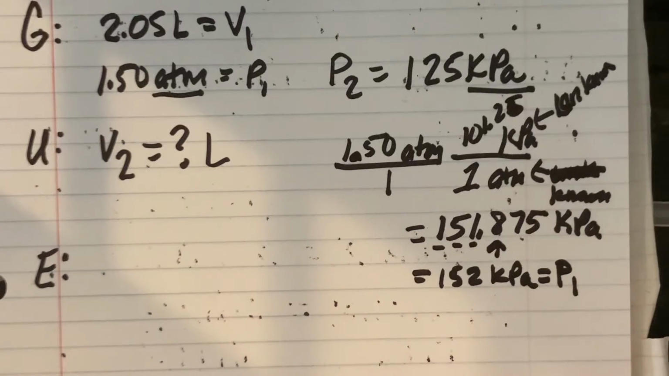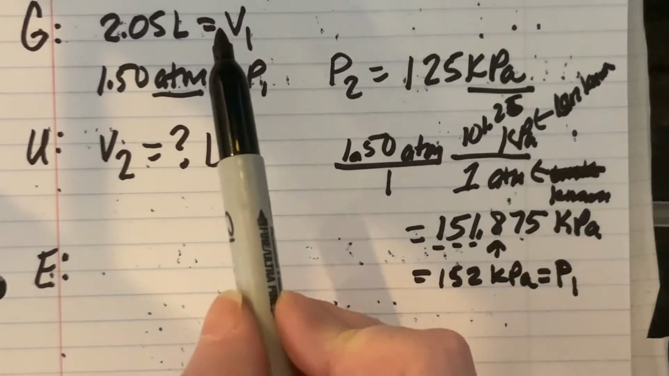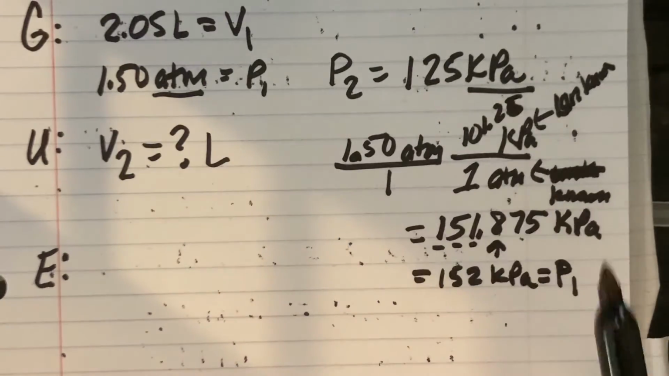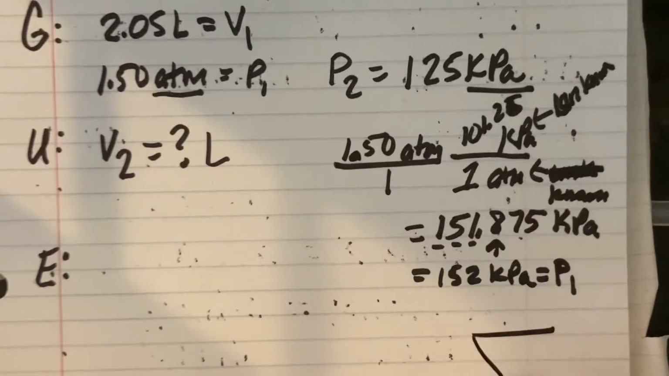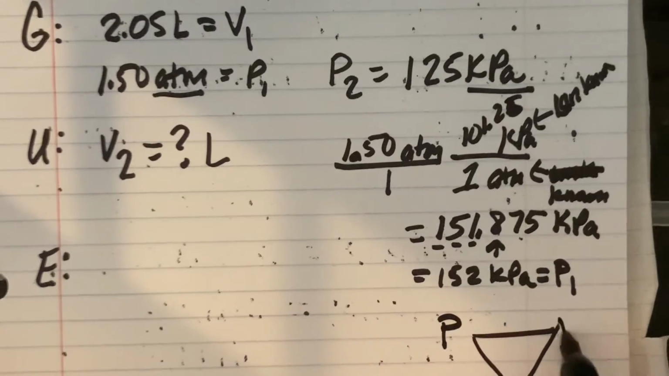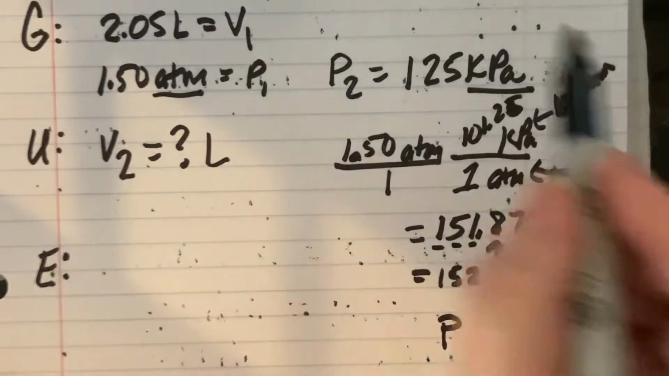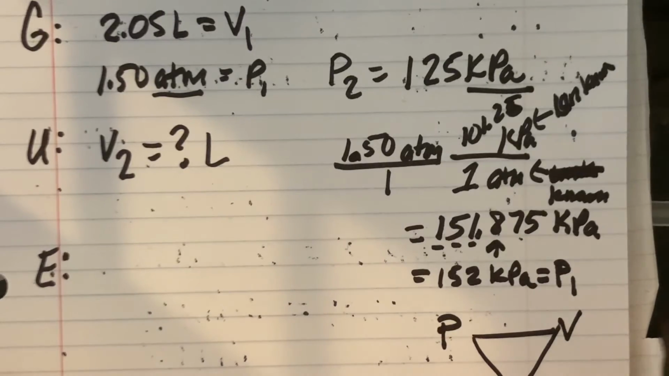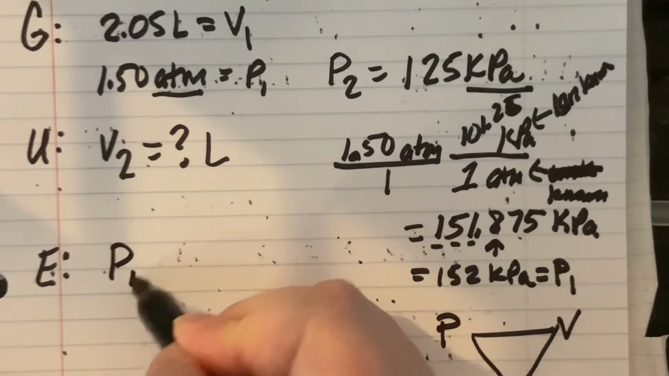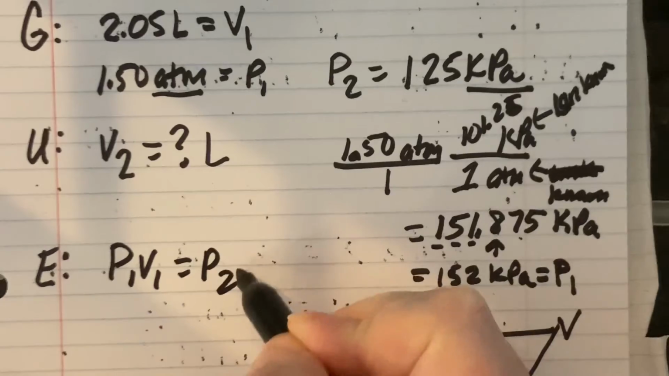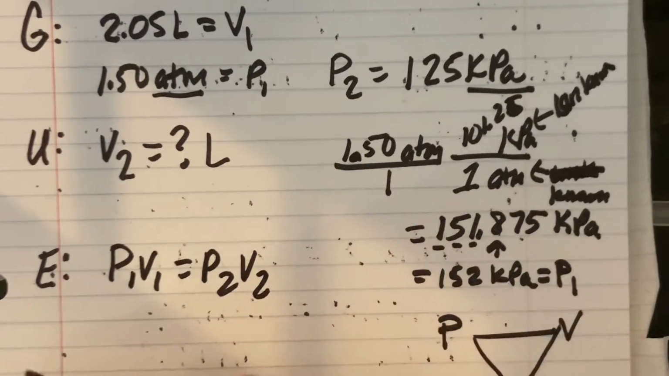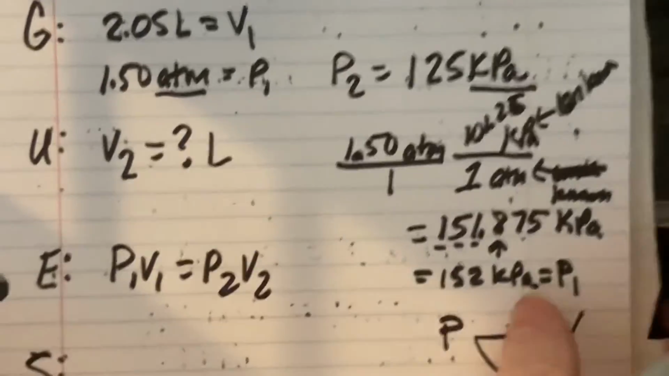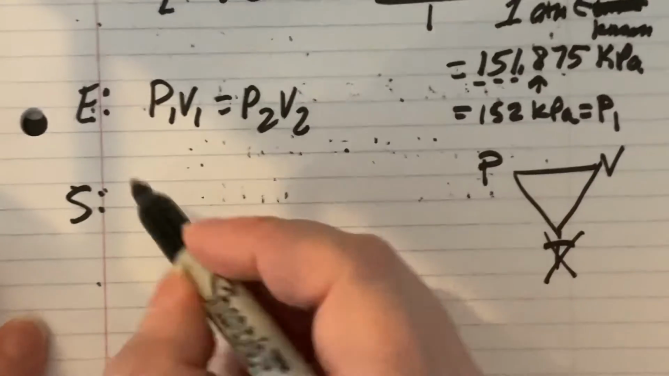So now I look and I see that I am varying volume and pressure, volume and pressure. So I look at my triangle. There's no temperatures here. There is a pressure and a volume. So that means my equation is P1 V1 equals P2 V2. Okay. S for substitute, that's my next step.